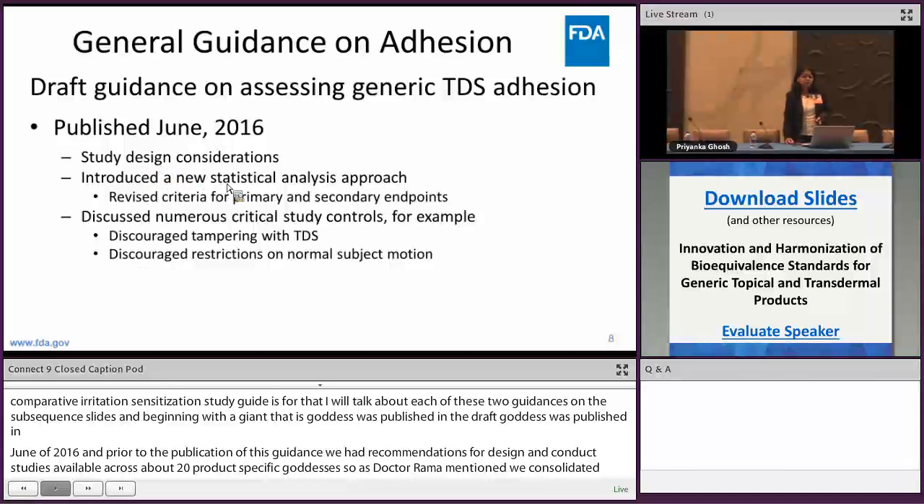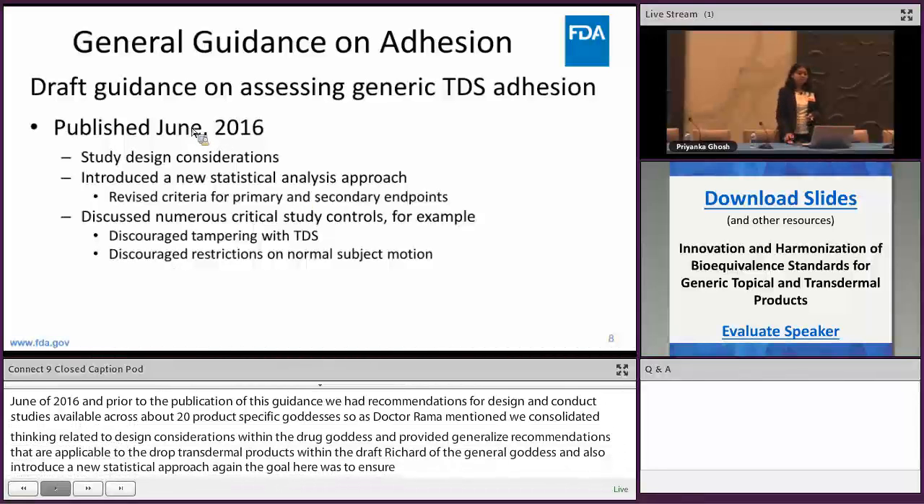We also introduced a new statistical approach. Again, the goal here was to ensure that a powerful statistical approach is available to the industry to ensure that high-performing generic products can get onto the market faster and made available to the American public.